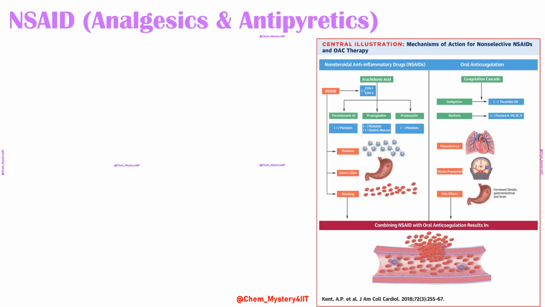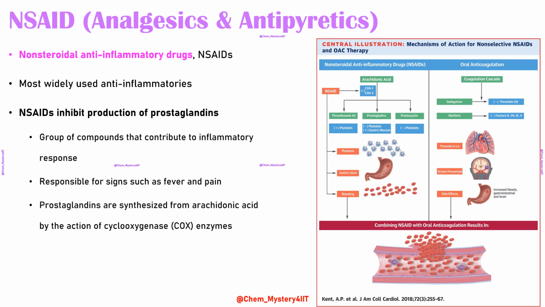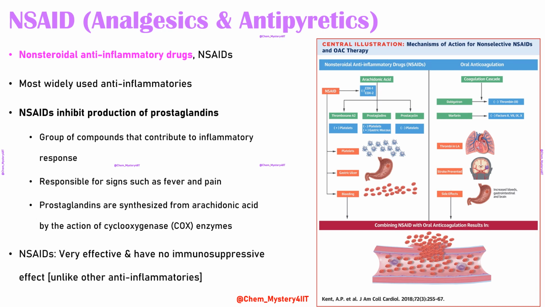Talking about non-steroidal anti-inflammatory drugs, we have here analgesics and antipyretics both. Both of these usually go side by side, and these are the most widely used anti-inflammatory agents. These NSAIDs are known to inhibit the production of prostaglandins, and these are basically a group of compounds which are known to contribute to inflammatory responses.